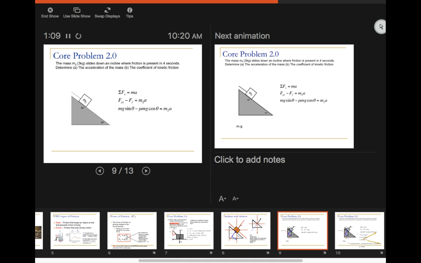Okay? So let's look at your core problem 2 on here. Your core problem 2 says a 3 kilogram mass slides down an incline where friction is present. It does it in 4 seconds. It wants you to determine the acceleration of the mass. Well, we know that m2g goes down. Look, this is kind of like our journal we did today, right? This is just like the journal we did today. And we have our components.